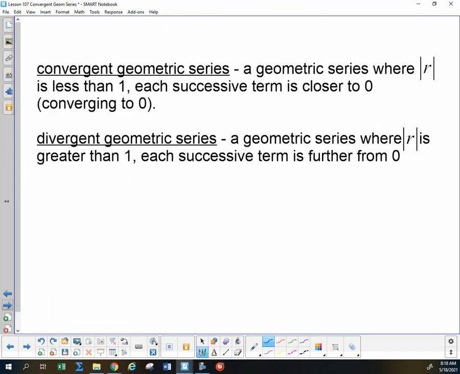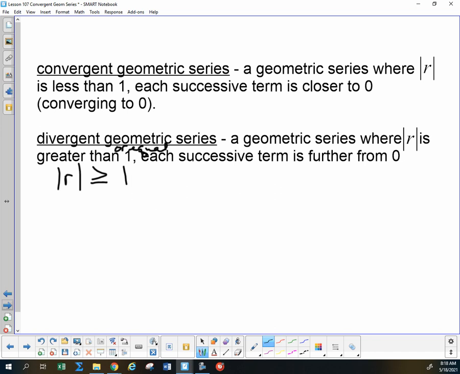And that's what I've got right here. Absolute value of r is less than 1. So the terms are getting closer and closer to 0. It's convergent. Divergent would be absolute value of r is greater than or equal to 1. We either add the same thing over and over and over, or we add bigger and bigger and bigger things each time.